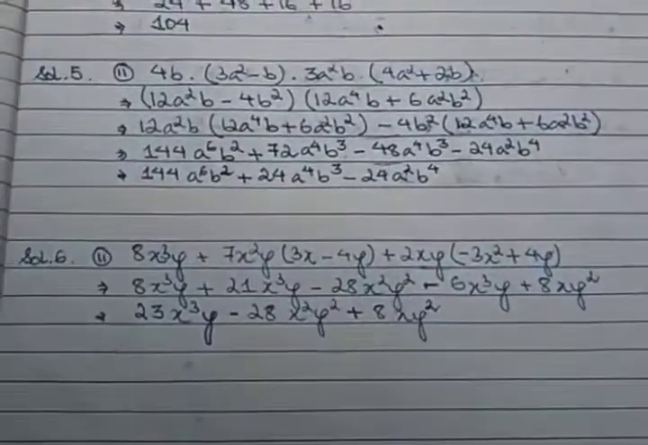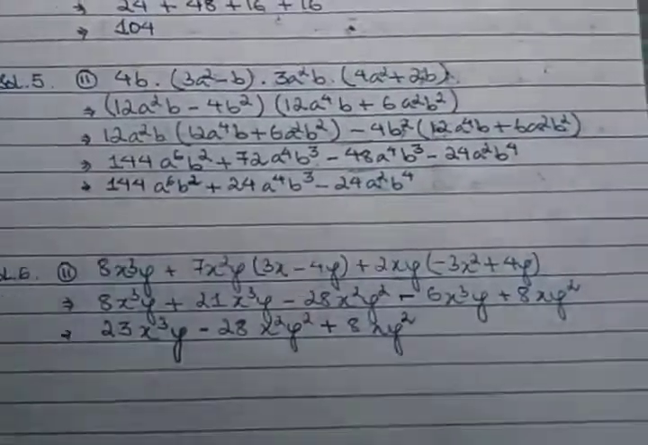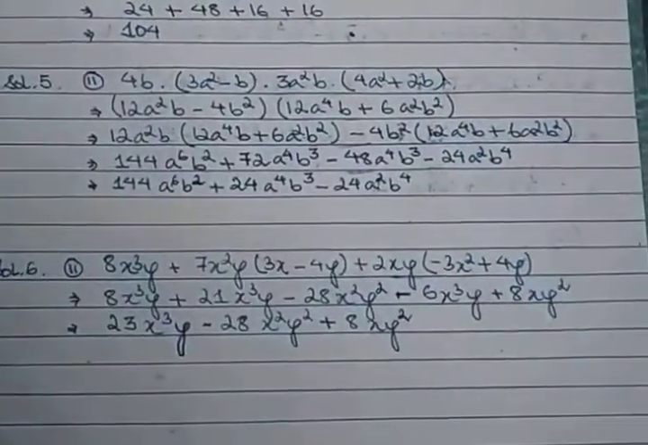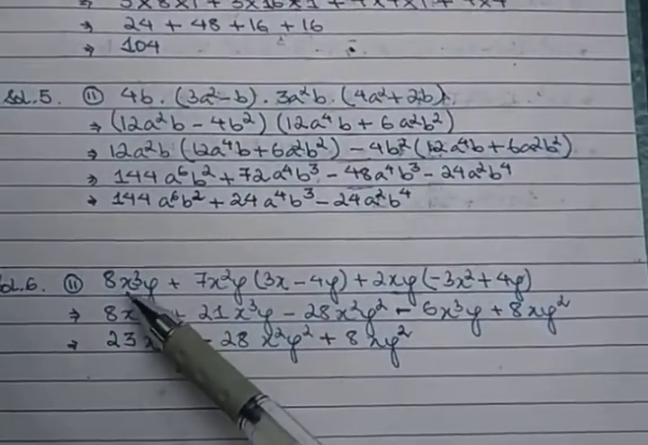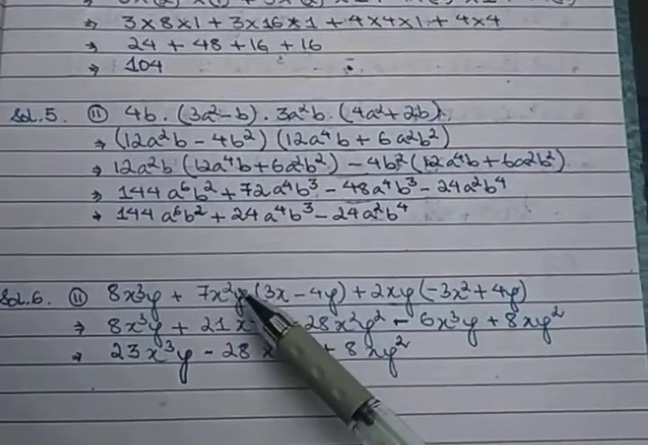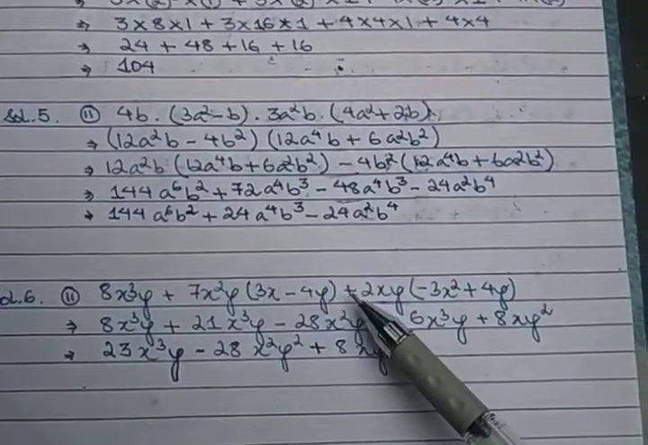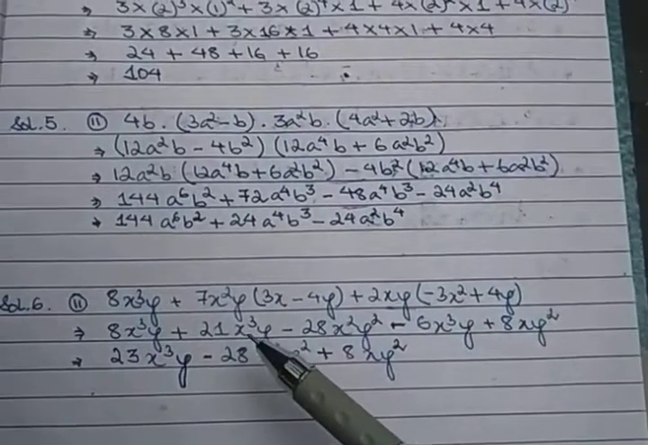Okay, and question number 6 again. So in question number 6, remember the most important things are the signs as well. See, in this one, what do I have? I got a monomial plus, again a monomial into binomial, and again plus, a monomial into binomial. So see, these are the things that we need to take care of.